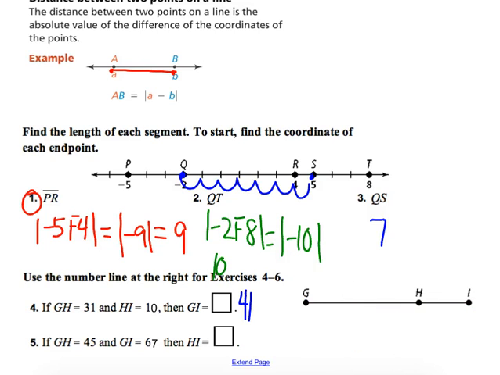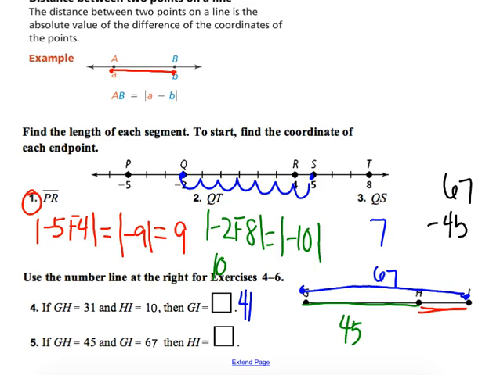Now this time they're telling us GH is 45, so from here to here is 45, and GI is 67. G to I is 67. And we want to know the red part here, HI. This time we're given the whole in blue, and we know part of it in green. So how do you find the missing piece? Well, you just subtract it. So you have the whole, and you subtract the part you know to get the piece you want, and we find that to be 22.